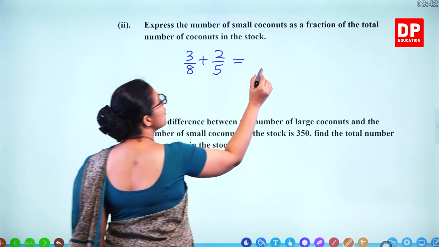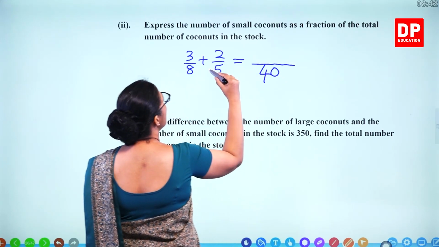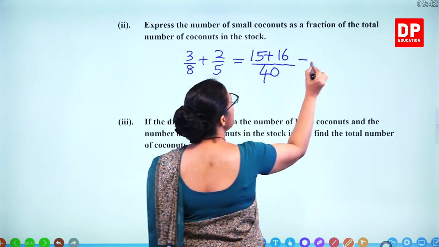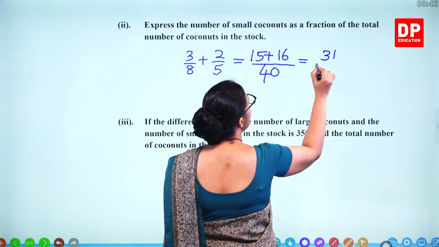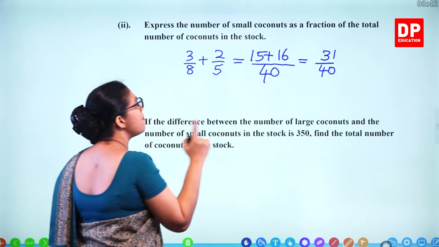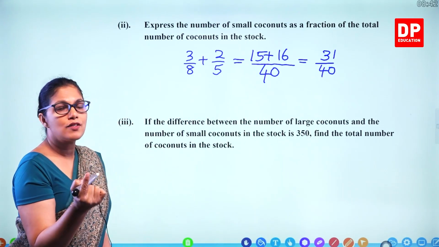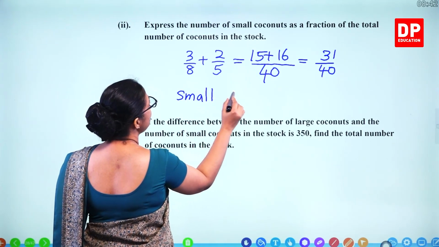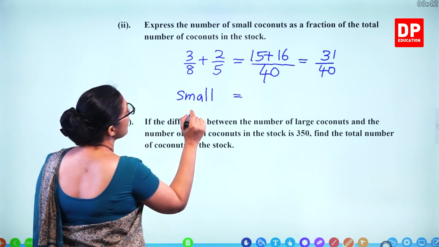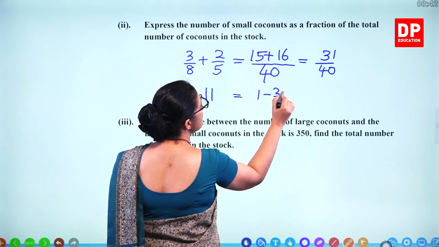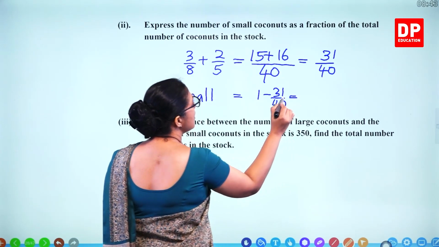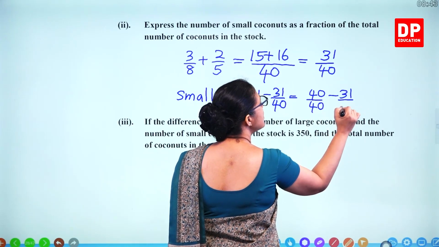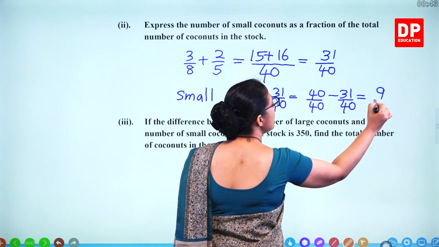You have to convert to the lowest common multiple. That's 40. 5 times 3, 15, and 8 times 2, 16. You get 31 out of 40. So the remainder is the smaller ones. So you can write small ones: 1 minus 31/40. You get 40/40 minus 31/40. That's 9/40.